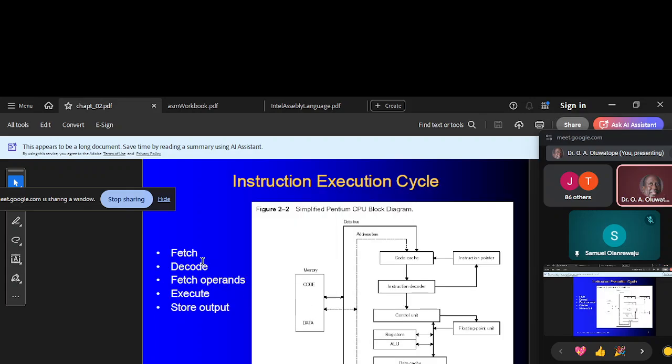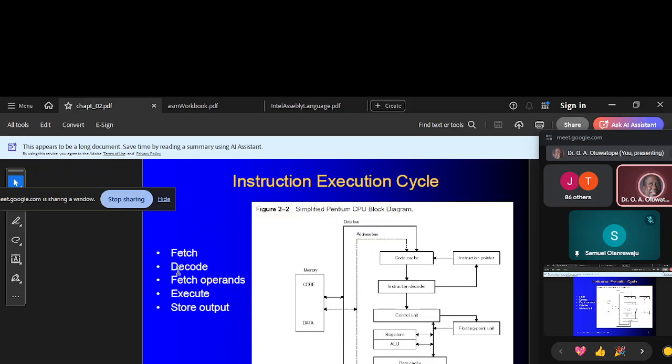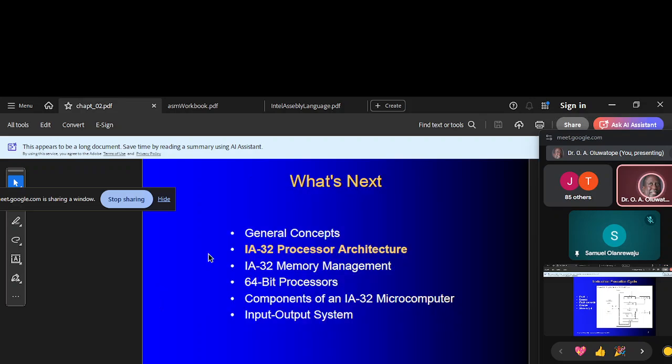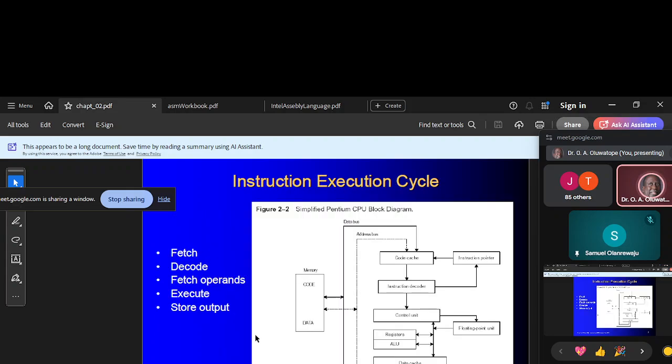So an instruction is fetched from the memory. Remember, this is the memory. It's fetched from here into the CPU. And when it is fetched, it is decoded. What does decode mean? That is, the operation part or the control part is extracted and interpreted. So when the control part is extracted, it is brought into the control unit for interpretation. That's what is described as decode.